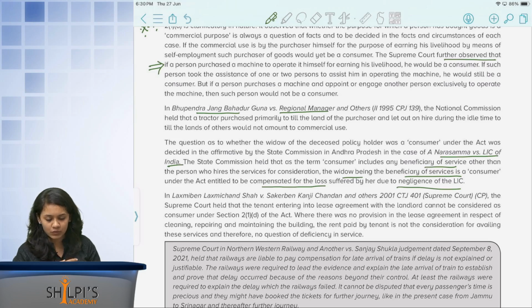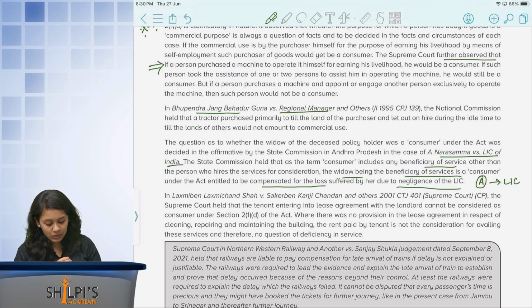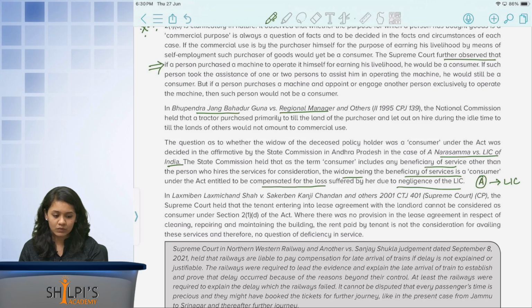What are they talking about over here? Who takes out an LIC insurance plan? Let's say a person A took out an LIC insurance plan. Now, who is the beneficiary of this service? A himself. Now, this is a life insurance policy. So, what is a life insurance policy? Only when A dies, LIC will pay out a certain sum of money to whoever is the nominee or the beneficiary of A. In this particular case, A's widow is the person approaching the court.